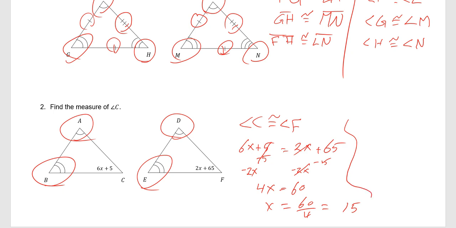But we're being asked to find the measure of angle C, okay? So now that we have x, we could just say the measure of angle C is equal to 6x plus 5, which is equal to 6 times 15 plus 5. So 6 times 15 is 90, right? 90 plus 5 is just 95 degrees.